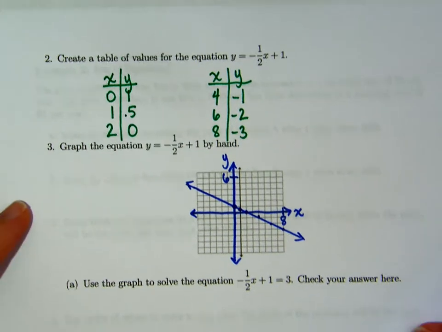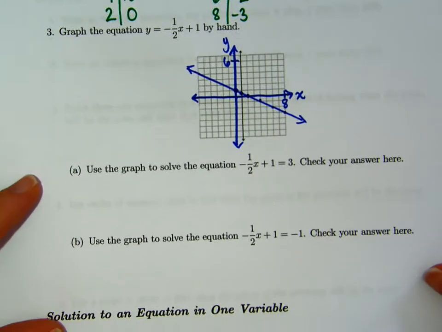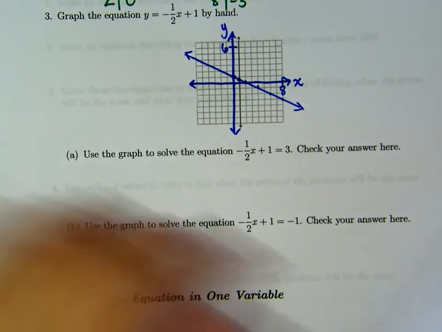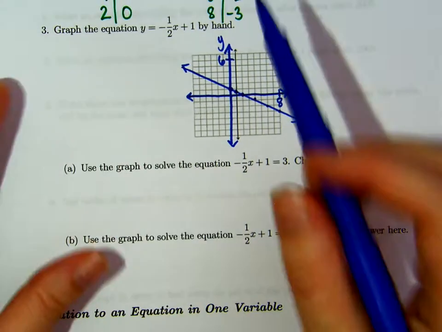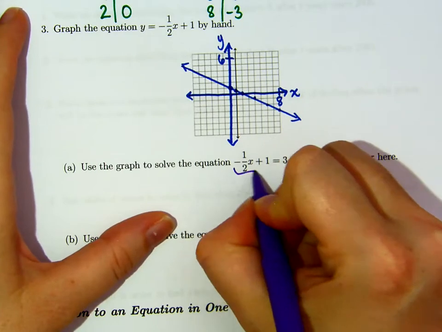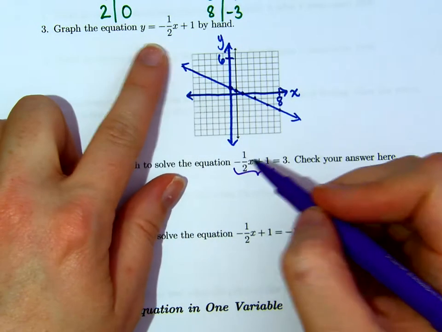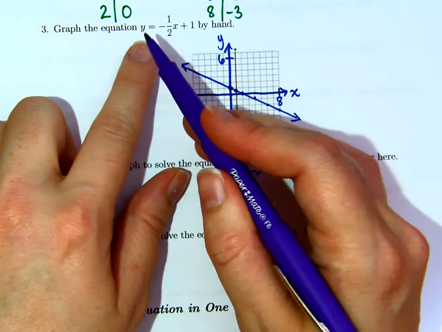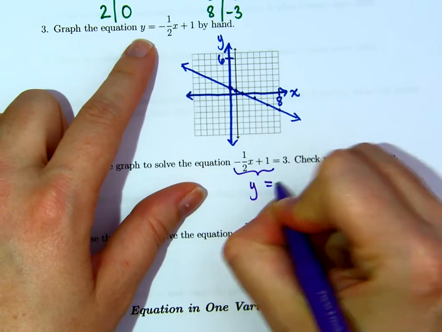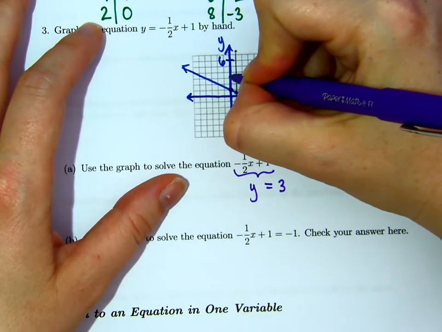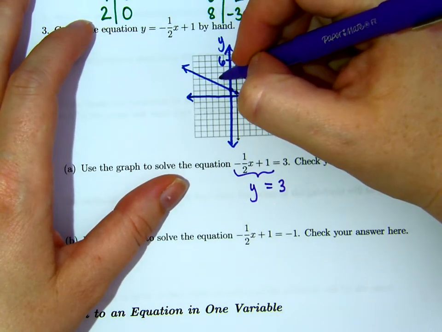Graph the equation by hand. Done. And use the graph to solve the equation -1/2 x plus 1 equals 3. Okay, so I noticed that y is equal to that. So first off, this side is the same as y. -1/2 x plus 1, that is exactly what we see here equaling y. So this says that the y is equal to 3. Okay, that's this vertical thing. So we go 1, 2, 3, and then we go over 1, 2, 3.